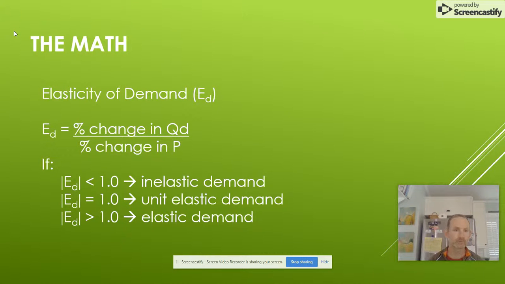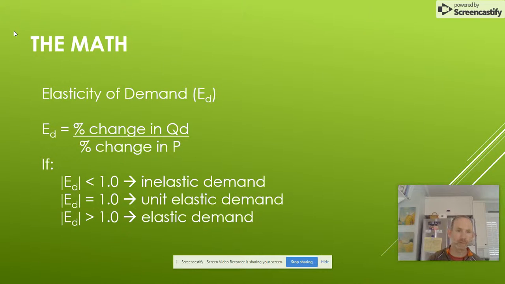And the formula for that's pretty simple. E subscript D, which you see on the screen, that's elasticity of demand, is just the percent change in the quantity demanded divided by the percent change in price. So if you have data showing you a certain change in price, you figure out, all right, if that's a 10% change in price, how much does the quantity demanded change? Divide those two out, that's your elasticity of demand.